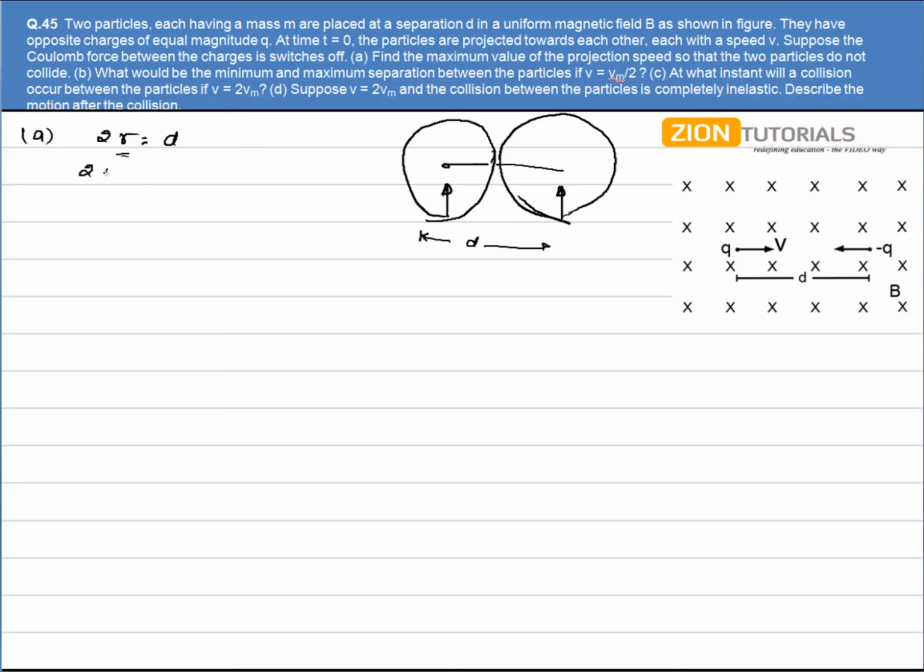I have to calculate the maximum velocity of projection. r is given by mv by qB, which is equal to d by 2. So v max will be equal to qBd by 2m. That is the answer for the first part.